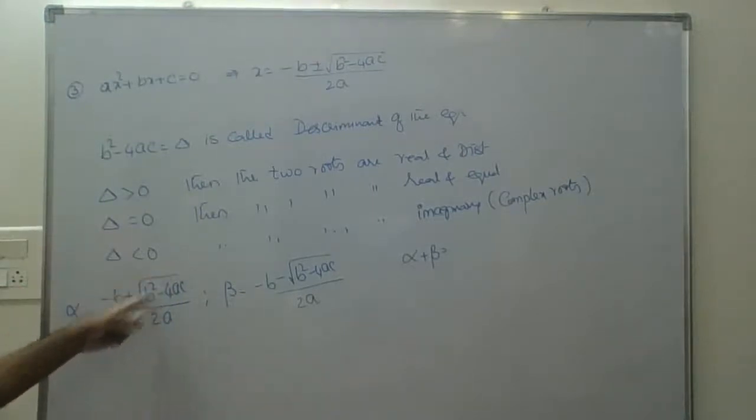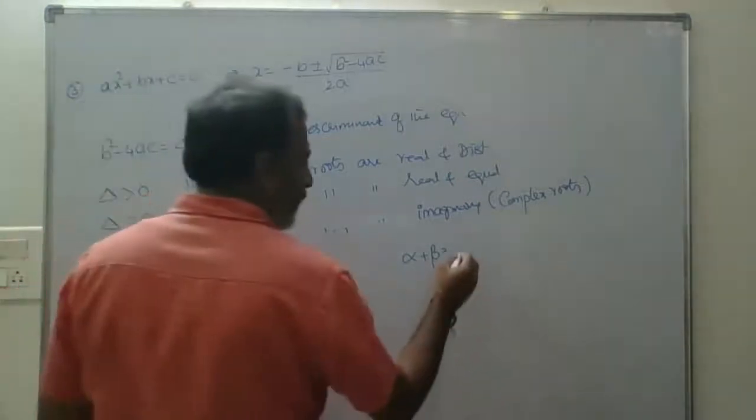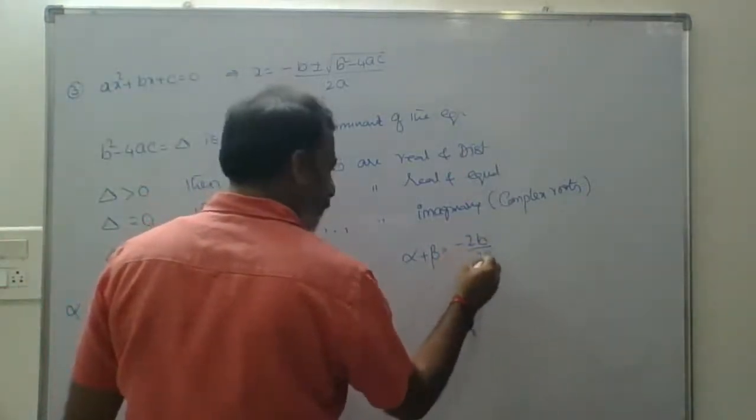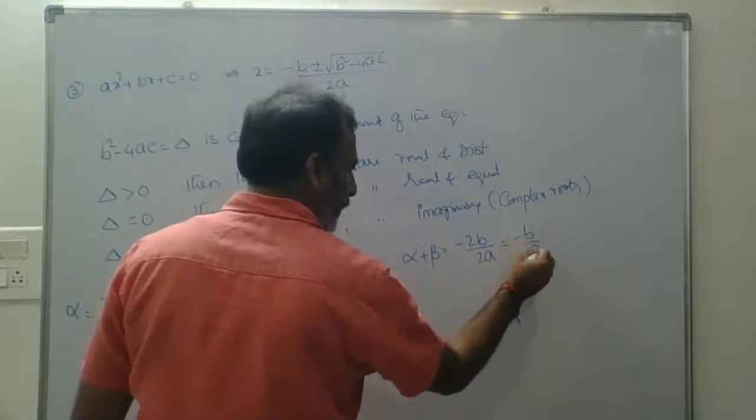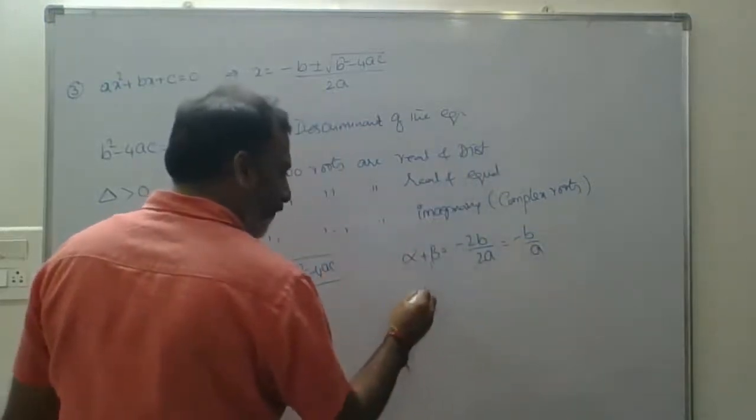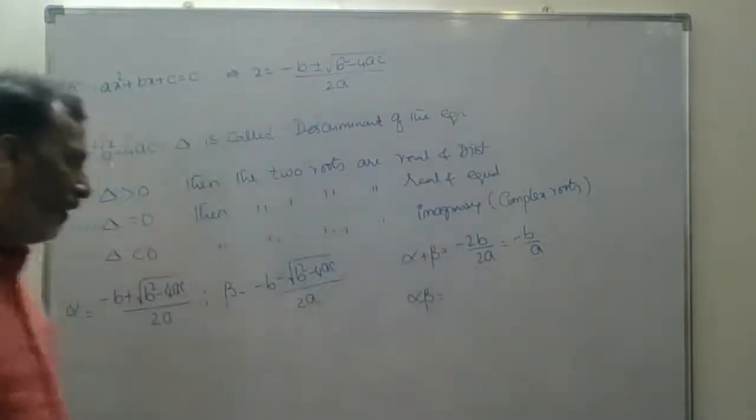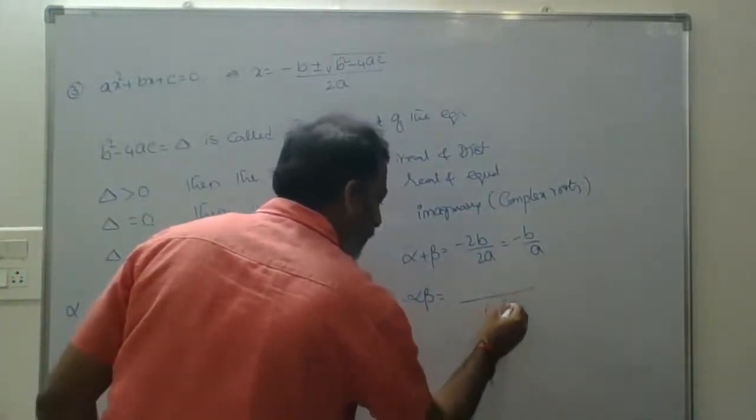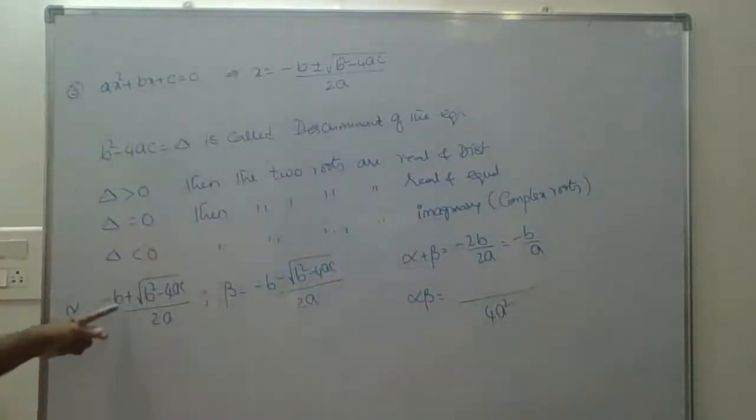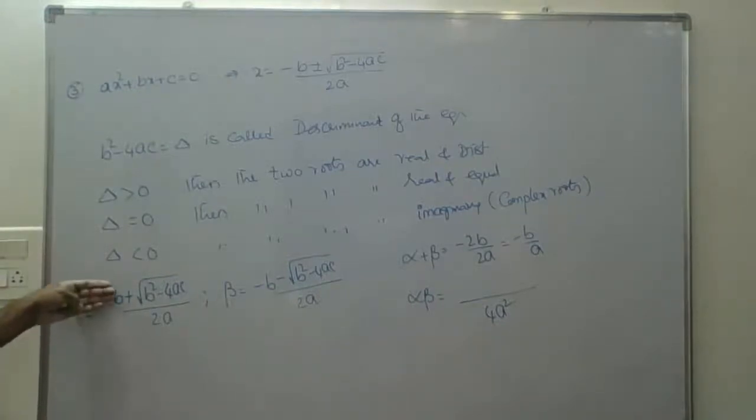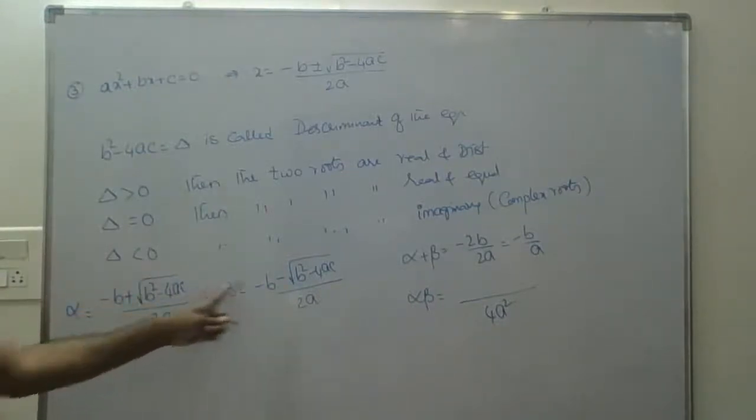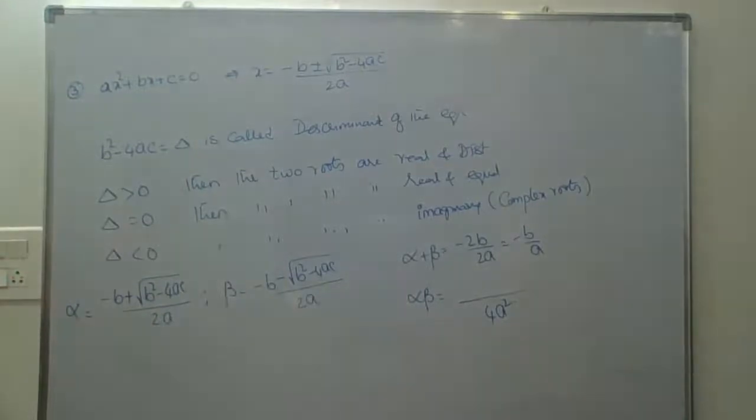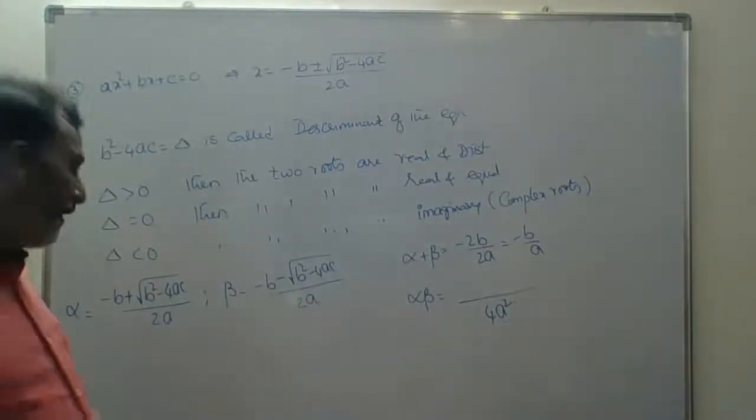When you add, the numerator root of b square minus 4ac will get cancelled, minus b minus b, so minus 2b by 2a, that is minus b by a. What is the product of the roots? The denominator becomes 4a square, 2a into 2a. The numerator is of the form, let us take minus b as a and the root as b, so a plus b into a minus b form, which is nothing but a square minus b square.